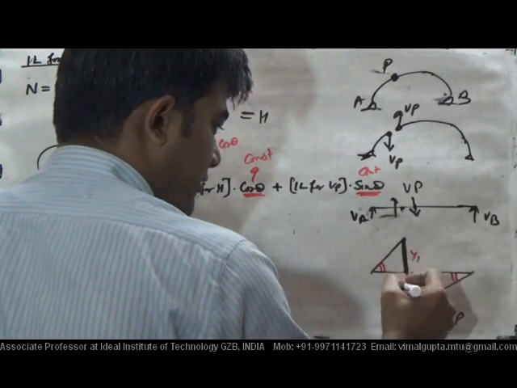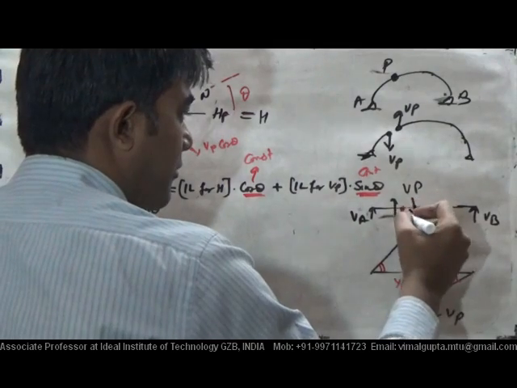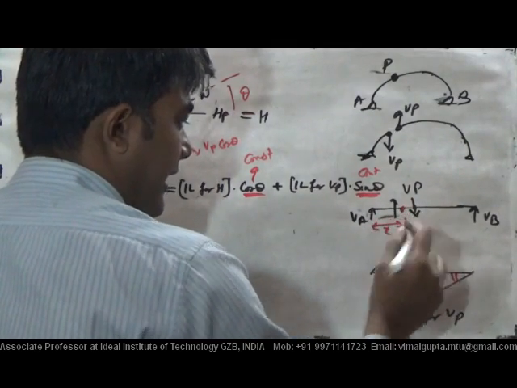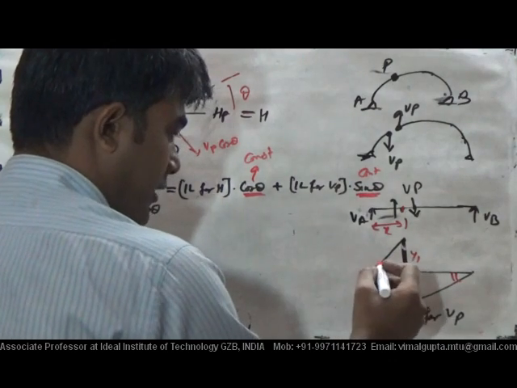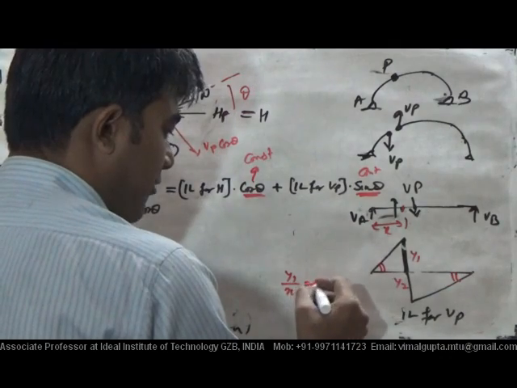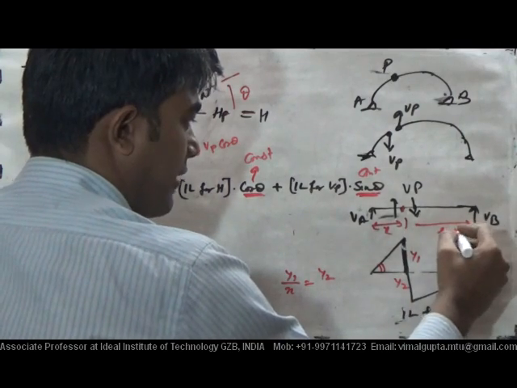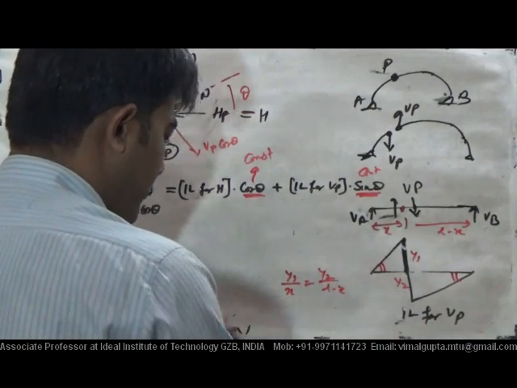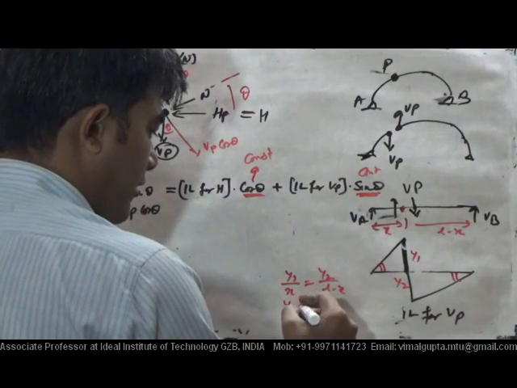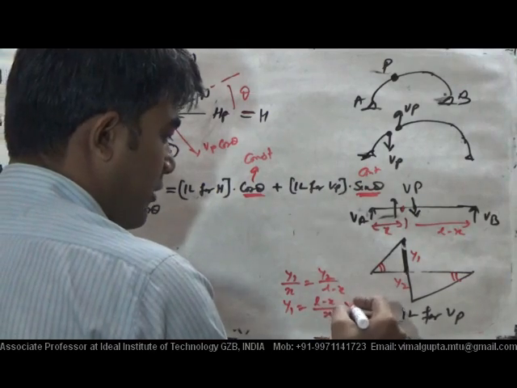Suppose this is y1, this is y2. The slope here, suppose this distance is x. So y1 divided by x equals y2 divided by this other distance, which will be L minus x. So you will get y1 equal to (L minus x) divided by x into y2.